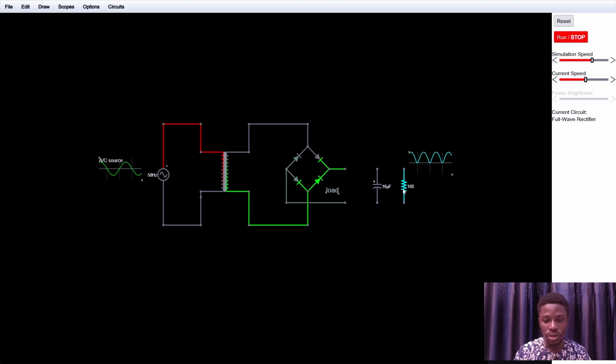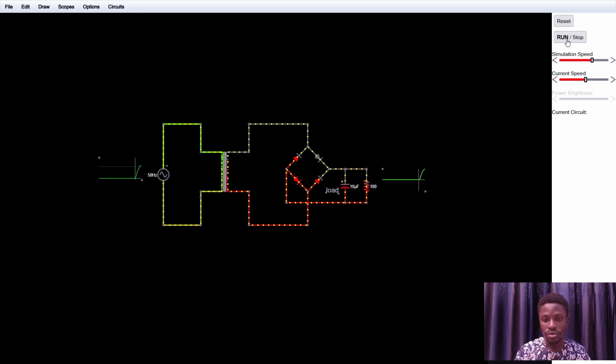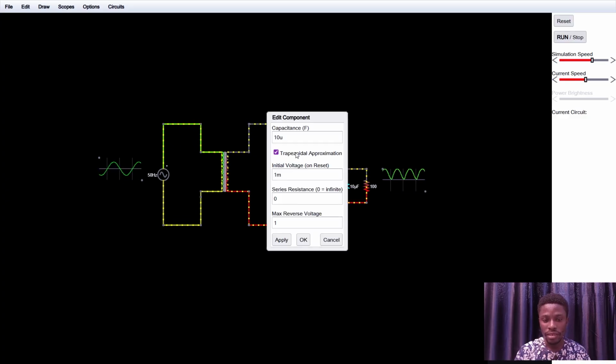So we're going to move this load away for now. Let's add a polarized capacitor here and the load here. And we're going to connect. Good. Now let's start this simulation. Let's bring this one closer again. Okay, the change is not that much. Let's increase the value of this capacitance. Let's say 1000 microfarad.